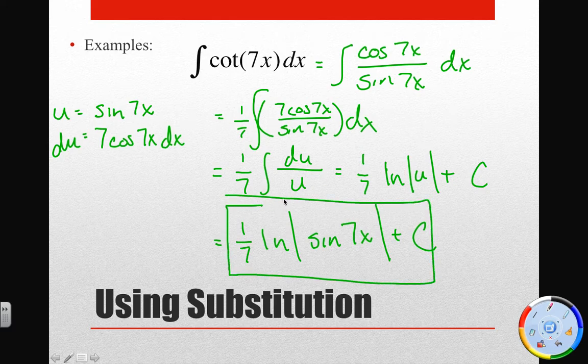And now I haven't really mentioned anything here, but you can always find the derivative of what you found to verify that you got the right antiderivative. Right? So if you found the derivative of this thing in the box, you would eventually get cotangent of 7x. All right.